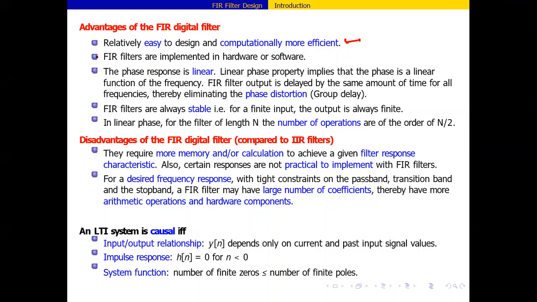And the next advantage is FIR filters are implemented in hardware and software. Anywhere you can implement it very easily. Of course, IIR filter you can also implement, but compared to IIR filter, it is easy to implement in both hardware and software because it does not have any recursive circuit. And the next advantage is it follows the linear phase. So it is very easy to design the linear phase filter using FIR filter.